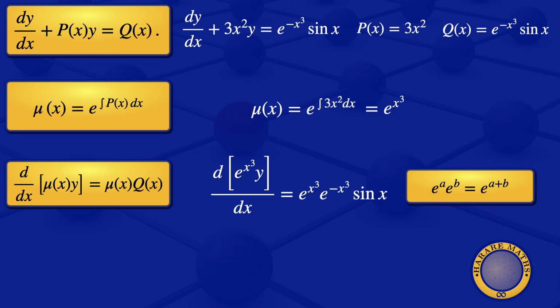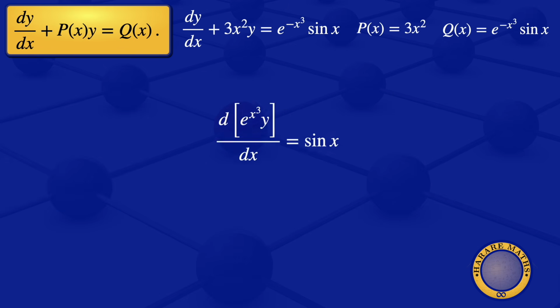But this part where we have exponents, we can simplify by using laws of exponents. e to the a times e to the b is equal to e to the a plus b. So in this case, we'll be having x cubed minus x cubed, which will give us 0. So we'd have e to the power of 0. e to the power of 0 is 1. So we'd have 1 times sine x. So the right-hand side will become sine x. So that's the differential equation that we have.